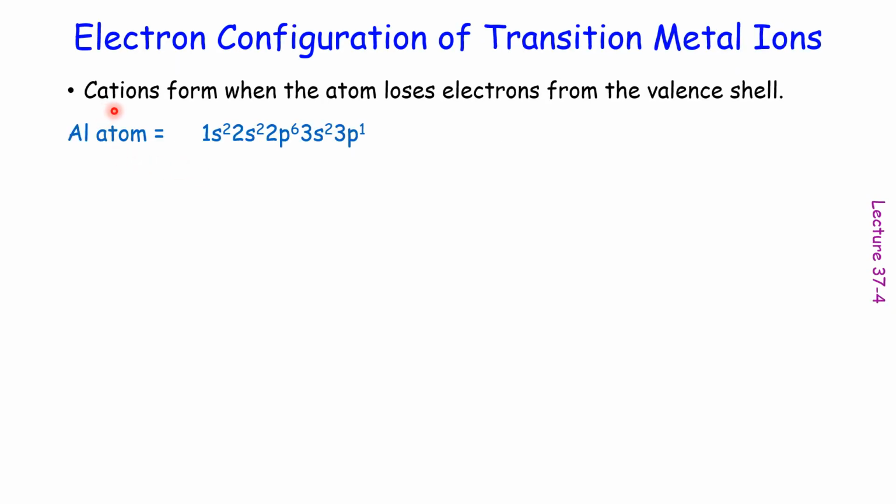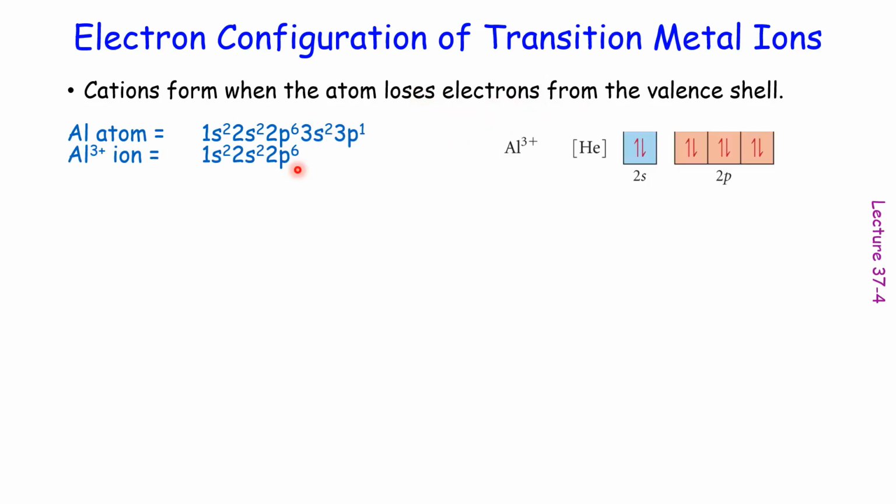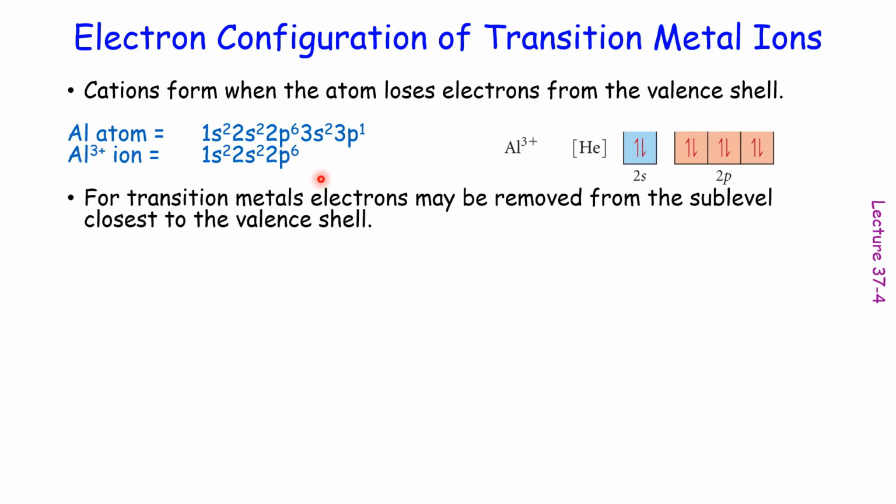Let's see one more example for main group elements. Aluminum atom, electron configuration. The valence electrons, 3s2, 3p1, losing all of the 3 valence electrons. This electron configuration becomes neon's electron configuration, because neon has 10 electrons, and now Al3+ has 10 electrons.